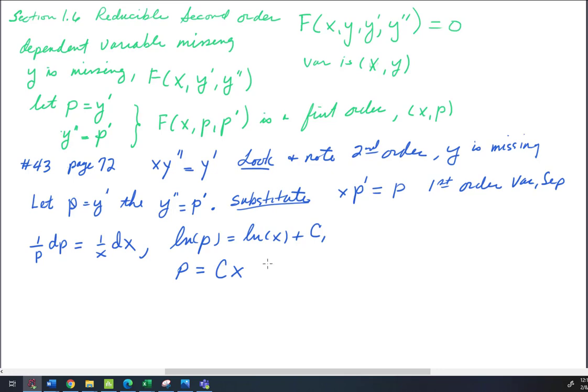Now we're going to back substitute, and when I back substitute, p is what? Well, where do we write it down? We wrote it down right here. p is y prime, and so when I back substitute, I've got y prime is equal to Cx. And I put a 1 on it earlier, so let's keep the 1 on it, C1 x. And this is a first order.